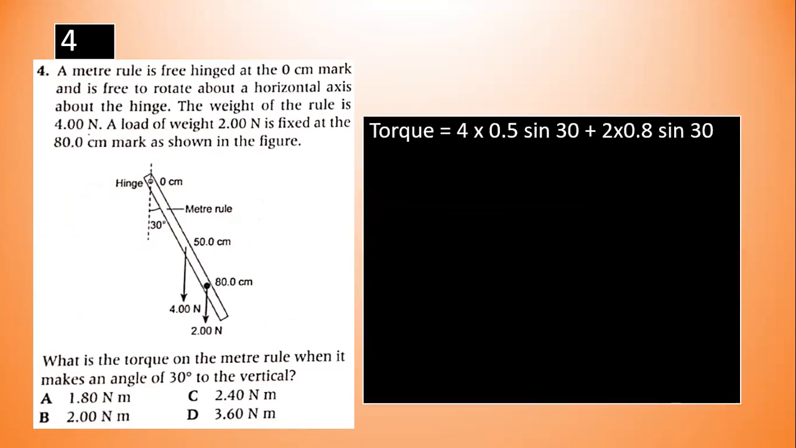So the torque in this case will be clockwise. It is force times perpendicular distance. It's 0.5, a 1 meter rule, there's 50 cm here. So 0.5, change the cm to meter, times sine 30. And then this is your 2 Newton times your 80 cm, change to meter, 0.8, sine 30. Okay, A.